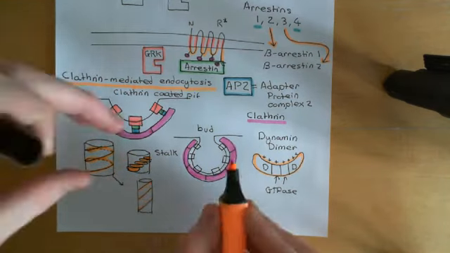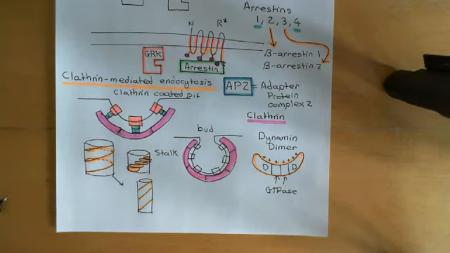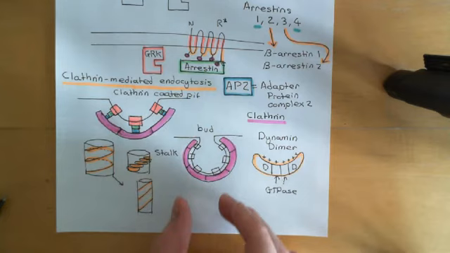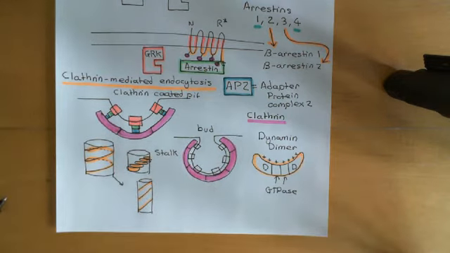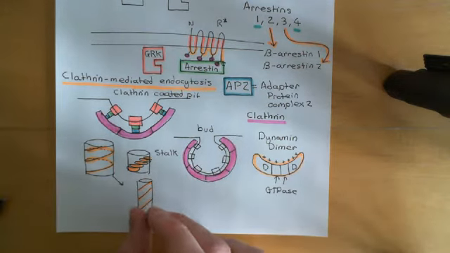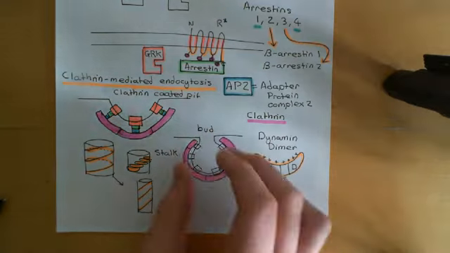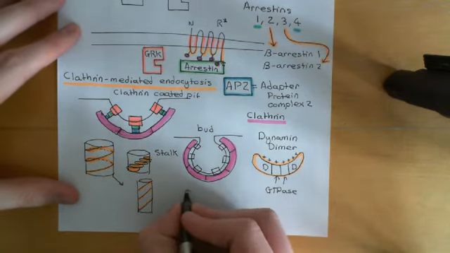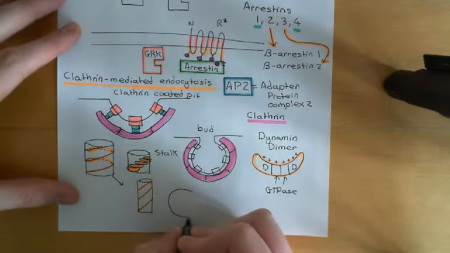The dynamin is necessary for the cleavage of this stalk, well, the cleavage of the bud off from the plasma membrane. It's involved in contracting down the stalk so that the budded vesicle can actually bud off completely. What you will then end up with is a completely coated vesicle.